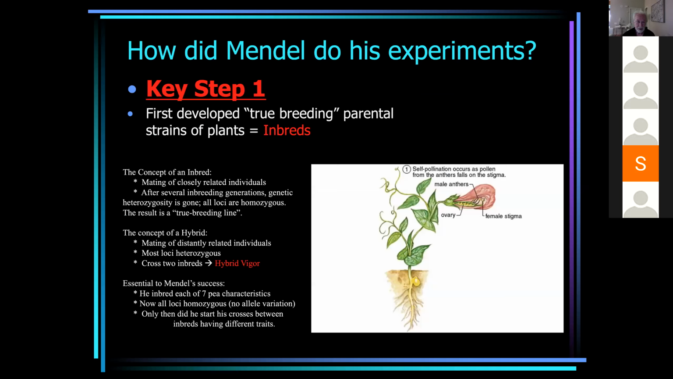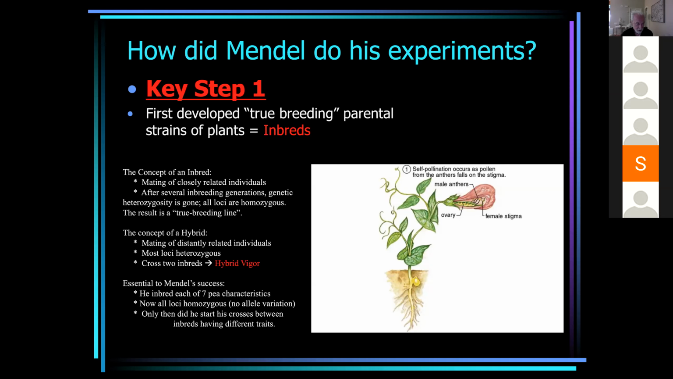So then how did Mendel do his experiments? Well, the key step one was, before he started doing his crosses, he developed true breeding inbreds. What is an inbred? It's a mating of closely related individuals so that after several inbreeding generations, the genetic heterozygosity is gone. We'll talk about heterozygosity in a little bit. So all the loci are homozygous, and the result is a so-called true breeding line.